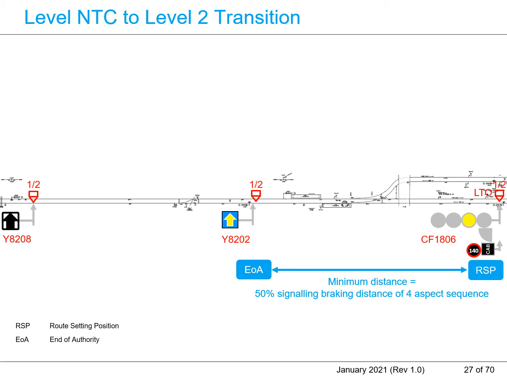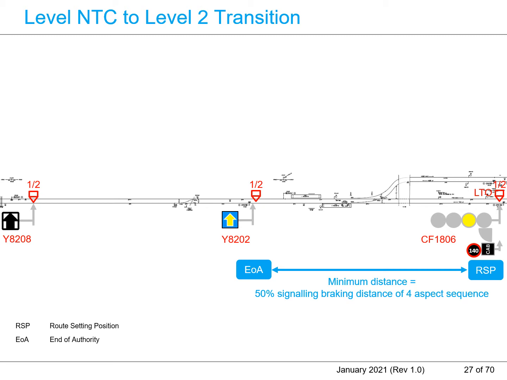The minimum distance of the block section beyond the LTO Balise group, or the signal CF1806, is 50% of the signaling braking distance for the 4-aspect sequence. The 50% of the signaling braking distance requirement for the block section beyond the single yellow aspect differs from the conventional trackside signaling requirement. The conventional trackside signaling requirement only requires 33% of the signaling braking distance.